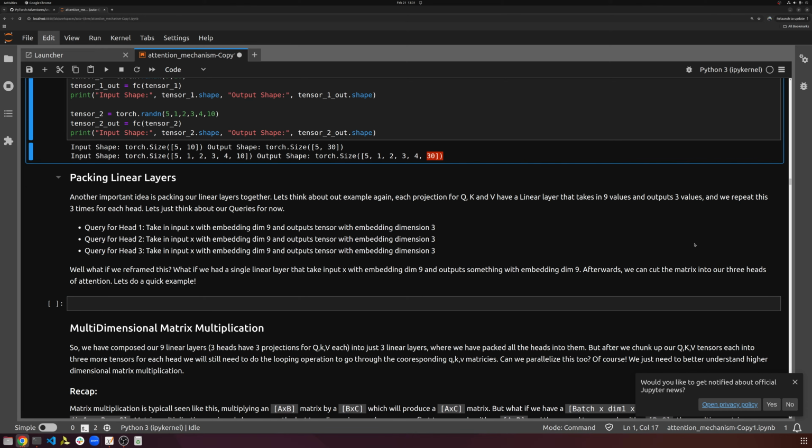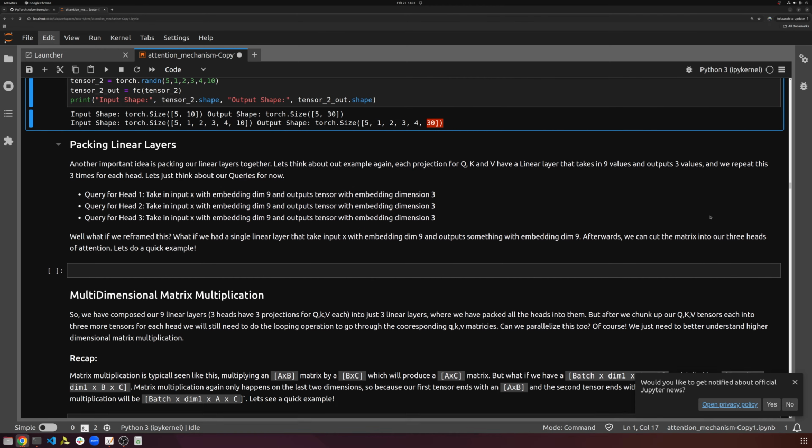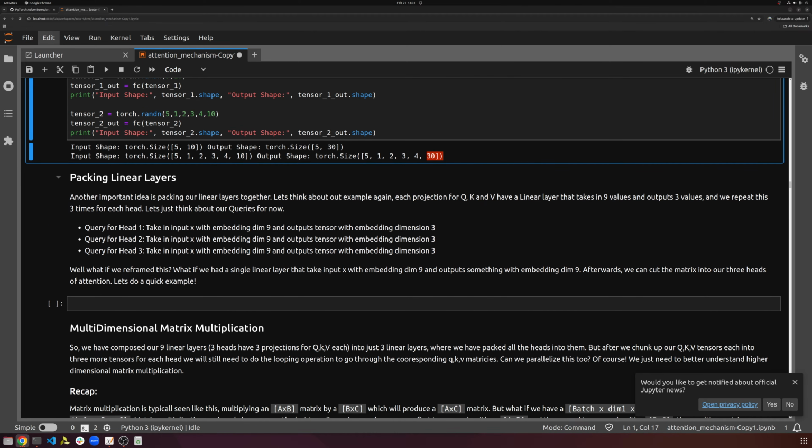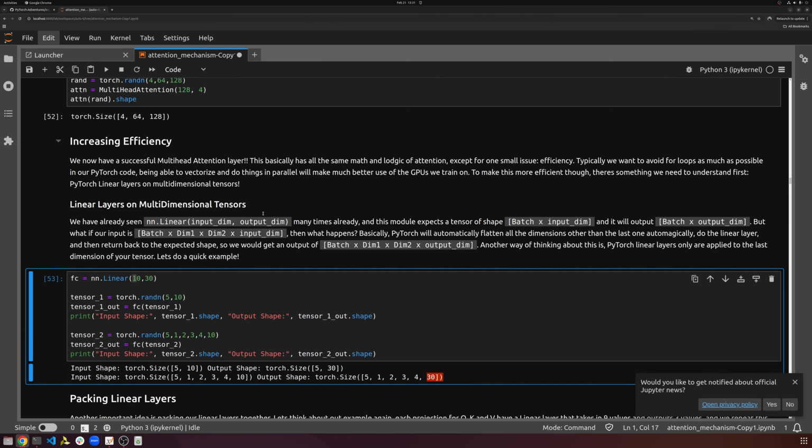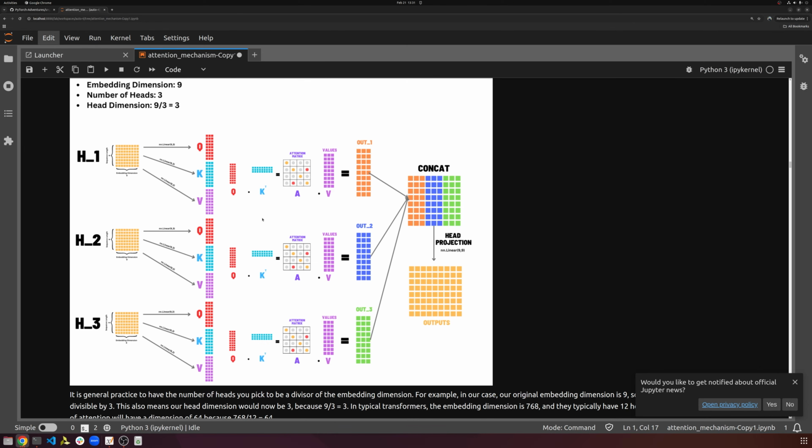Now the question is, can we pack our linear layers, right? So what I mean by this is we have a linear layer here that takes 9 inputs and produces 3 outputs for the Q, right? So we have 9 inputs, 3 outputs for this query vector. This one is 9 inputs, 3 outputs. And then this one's again 9 inputs, 3 outputs. Can we not just do 9 inputs, 9 outputs, and then chunk them after the fact, right? Like, why do them separately? We can do them all in one go.